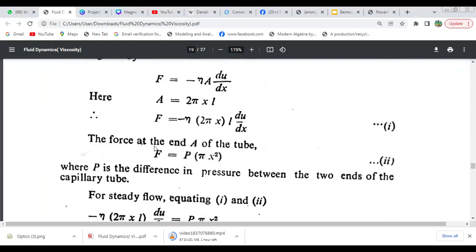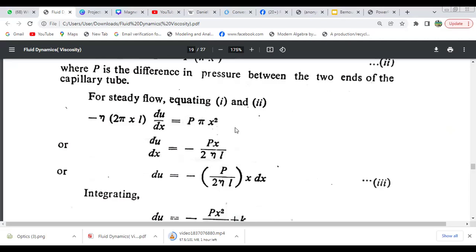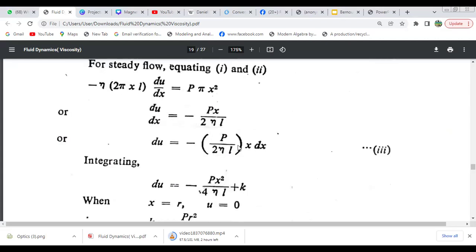Equation number 1. The force at the end A of the tube will be F equals to P pi r square. That means whole area. Where P is the difference in pressure between the two ends of the capillary tube. Now, these two forces will be the same. So equating equation 1 and 2, we get the velocity gradient du by dx equals to minus Px divided by 2 eta L. So du by dx equals to this.